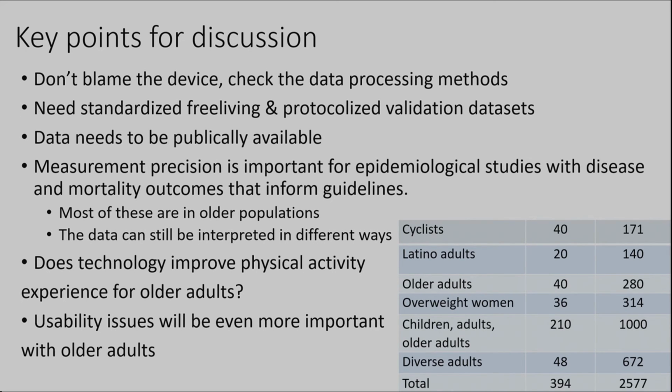But what our computer scientists have very much explained to us is this data needs to be publicly available, and that's partly why we partnered with Camille to work through that. We definitely have had 2 examples now with the IRB where we've asked people to give their permission for their data to be shared, and they were willing to do that. The measurement precision is really important for my interventions, but also for these epidemiological studies. Most of these are in older adults now, but the data can still be interpreted in different ways.